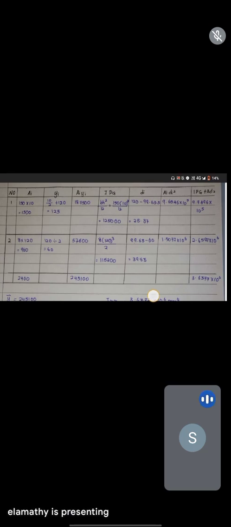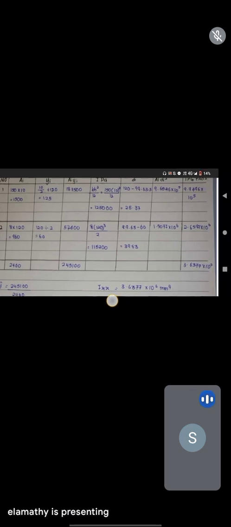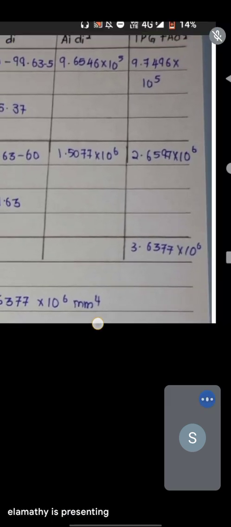And this will be the table for Ai, Yi, AiYi, then Io, d, Ai di², and last will be Io plus Ai di². So the total answer for Ai will be 2400. For AiYi is 245,100, and the last one for I will be 3.6377 times 10 to the power of 6.